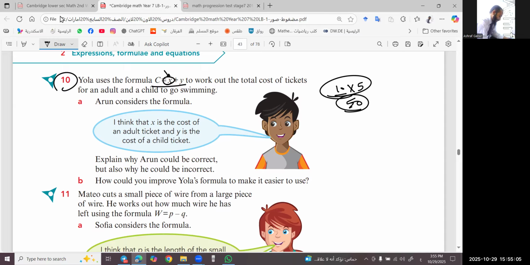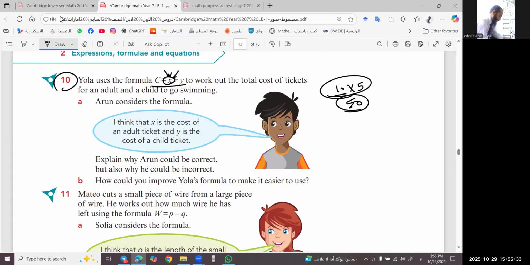So we can say x is the total cost of all adults going to the swimming pool and y is for all children going to swimming. But another person can tell me: this x represents what? The price of one ticket, or the prices of all tickets?